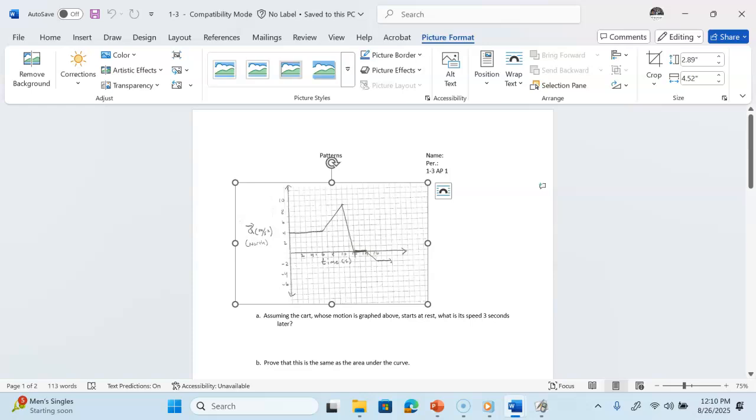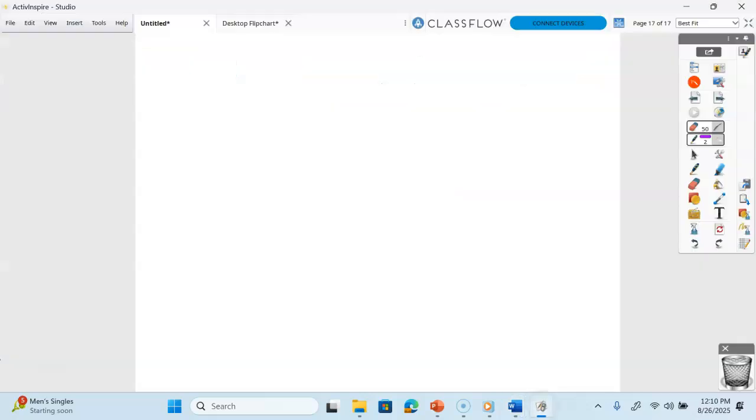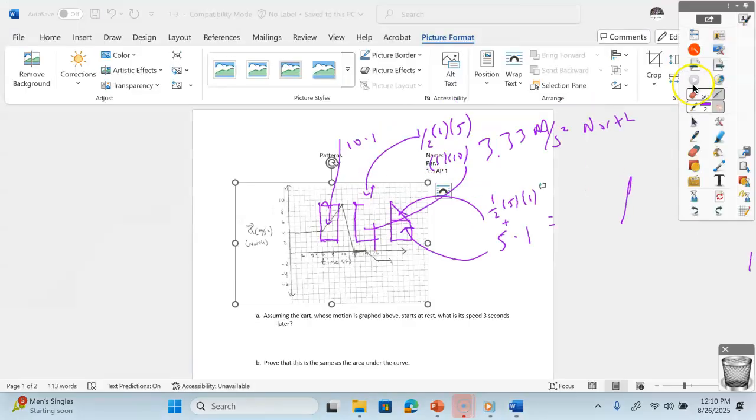Oh, that's not the word. The slope. Not the slope. Area. That's constant acceleration, right? Area. That's the area underneath. Oh, this is not good. Erase it all. So we need 12 meters per second down.